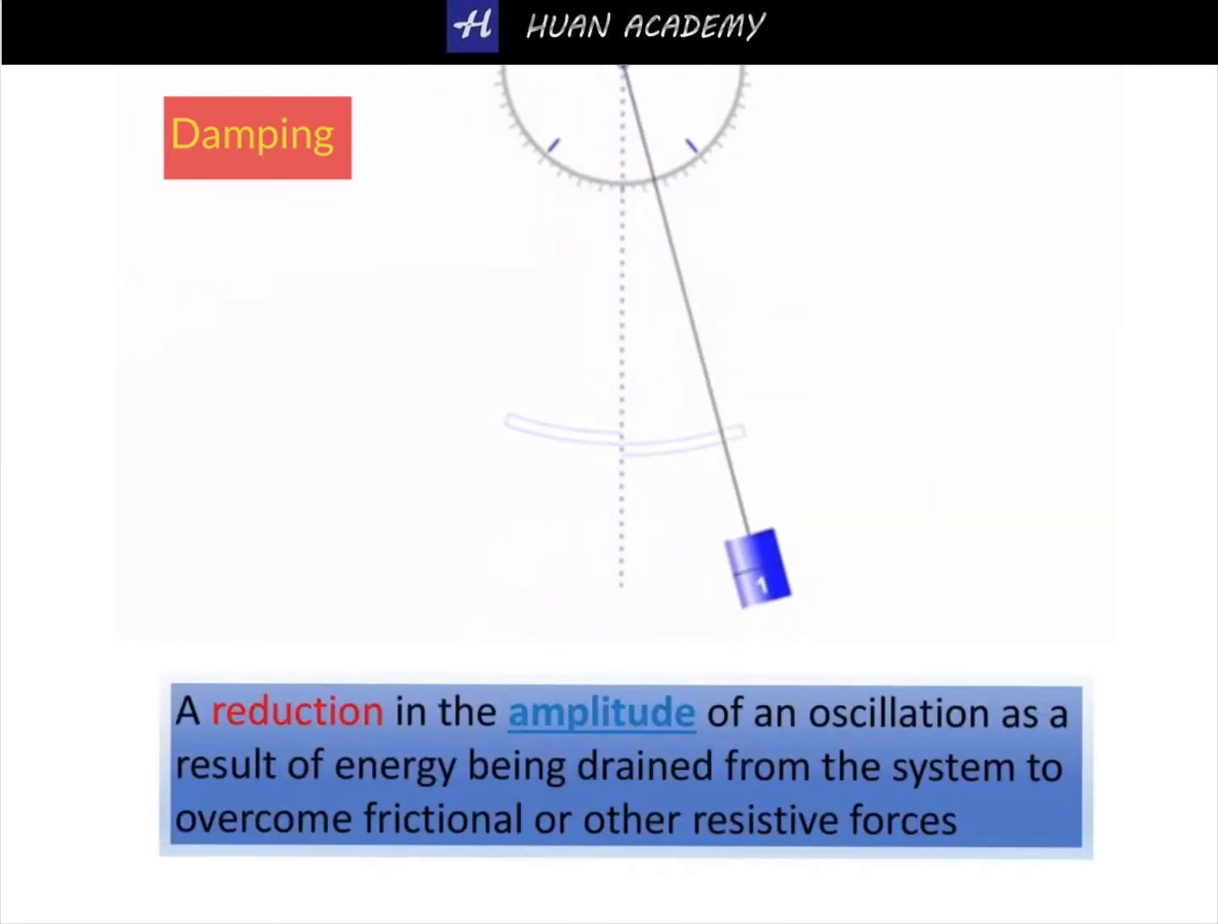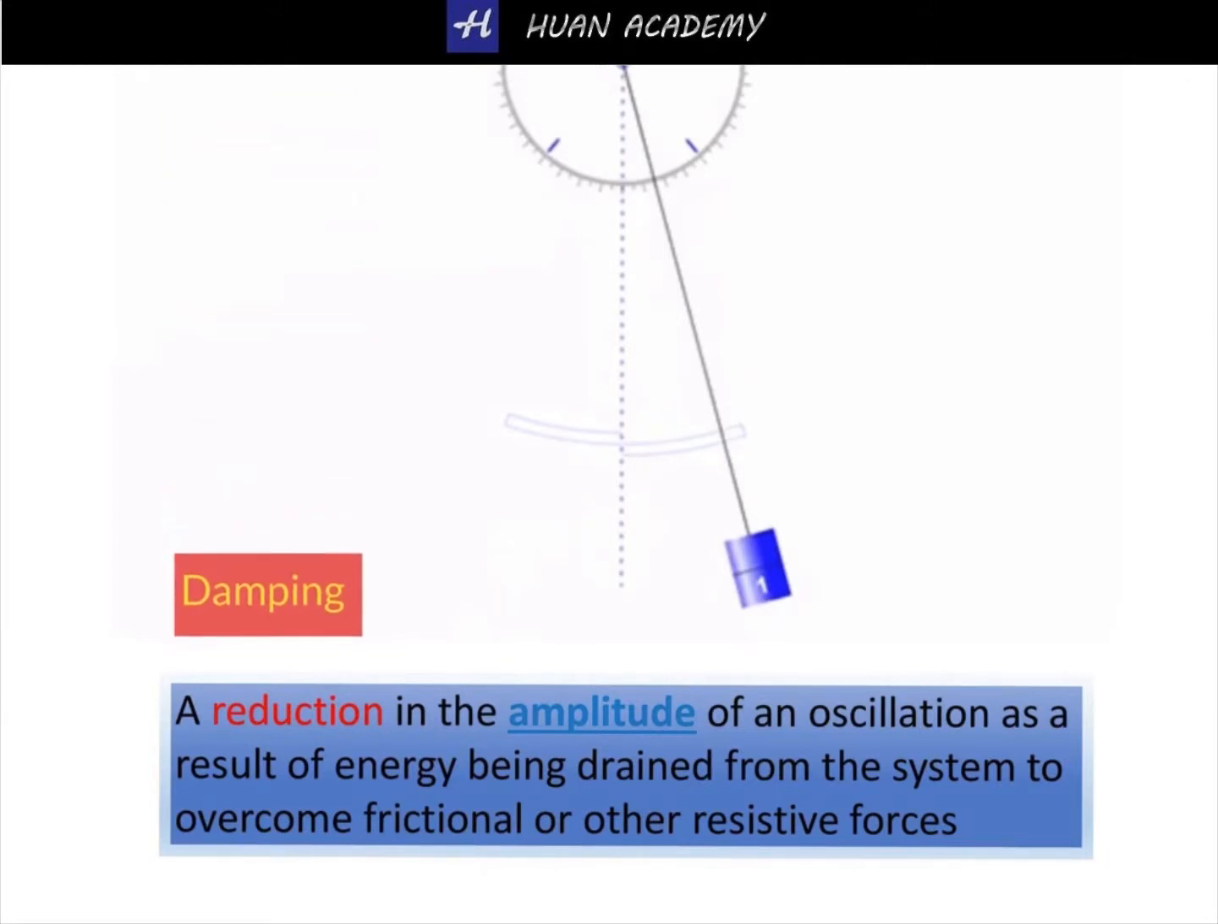So what is the definition for damping? Yes, here you are. It is a reduction in the amplitude of an oscillation as a result of energy being drained from the system to overcome frictional or other resistive forces. So the keywords here are reduction or decreasing, and amplitude. So when you define damping, remember the keywords: reduction or decreasing, and amplitude. So amplitude is decreasing.